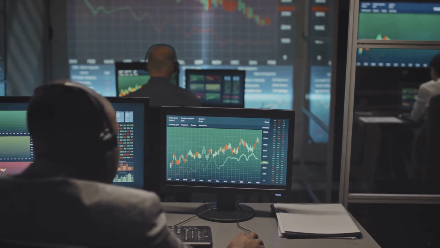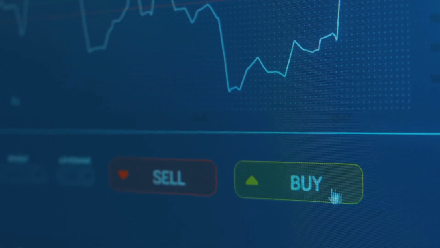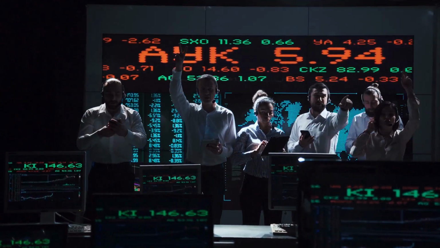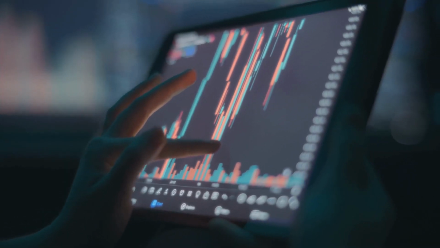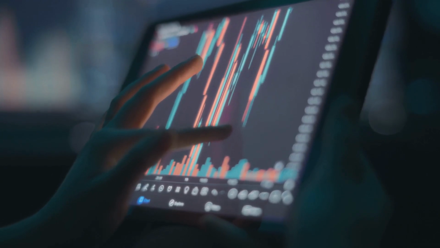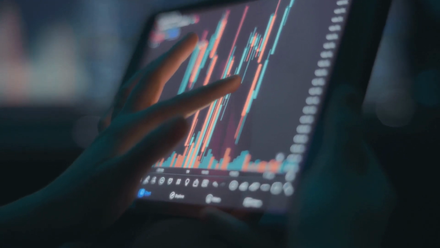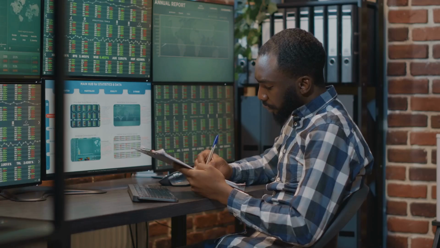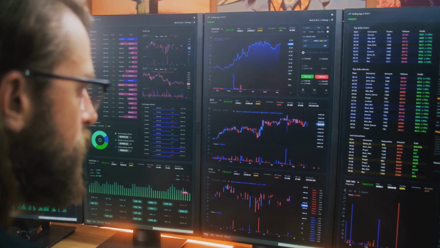Section 6, Stay Agile, Monitoring and Adjusting. Congratulations. You've entered a trade using your top-down analysis, but the work doesn't stop there. The market is constantly evolving, and you need to stay informed and be prepared to adjust your trades as new information emerges. This means regularly monitoring your positions, tracking your portfolio's performance, and staying up to date on relevant news and events.